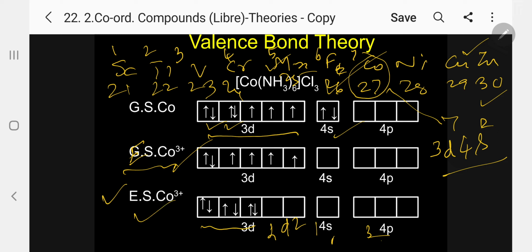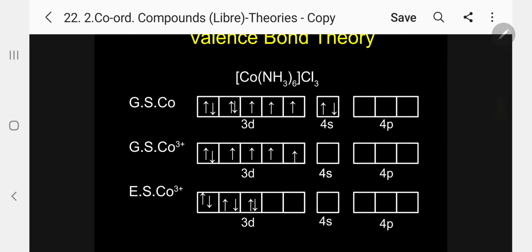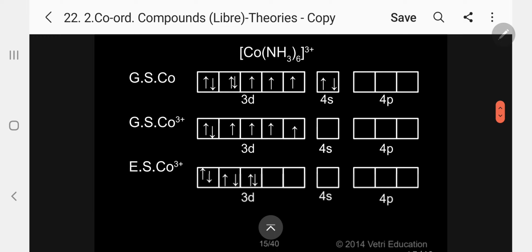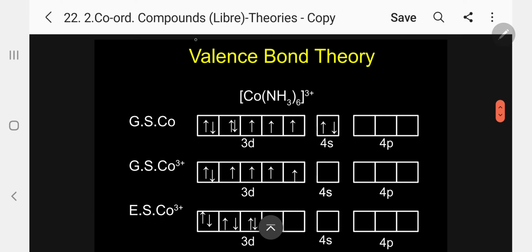So in the presence of ligands, ammonia, the cobalt metal ion keeps 6 vacant orbitals empty. That is the valence theory. Please follow. The same diagram I am giving for the ion instead of the neutral molecule. Same configuration I am giving. Kindly follow.